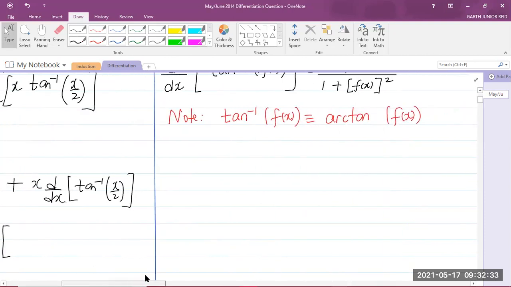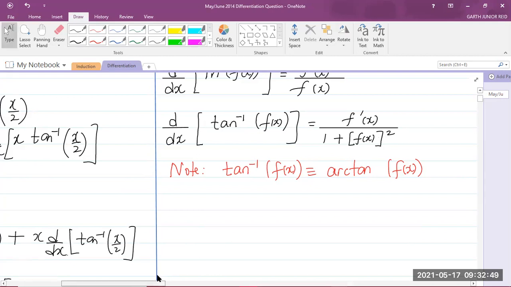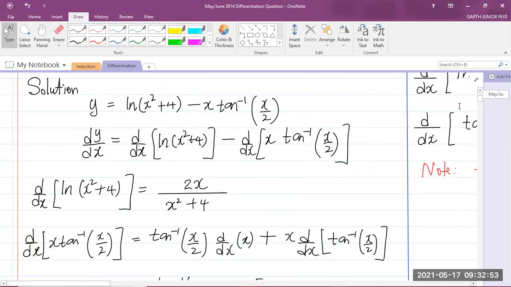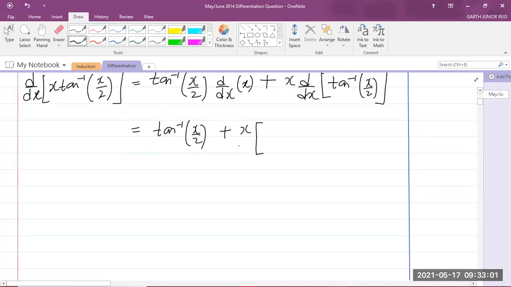That's what we're differentiating. Let's go back to the rule. The rule says if you're differentiating the tan inverse of some function of x, that is equal to the derivative of the function inside the brackets divided by 1 plus the square of the function. That is the rule I'll be applying here. So what I will have now is x being multiplied by the derivative of the function x over 2. The derivative of x over 2 is just a half, divided by 1 plus the square of the function. That's 1 plus x over 2 squared. Good. So let's simplify further.